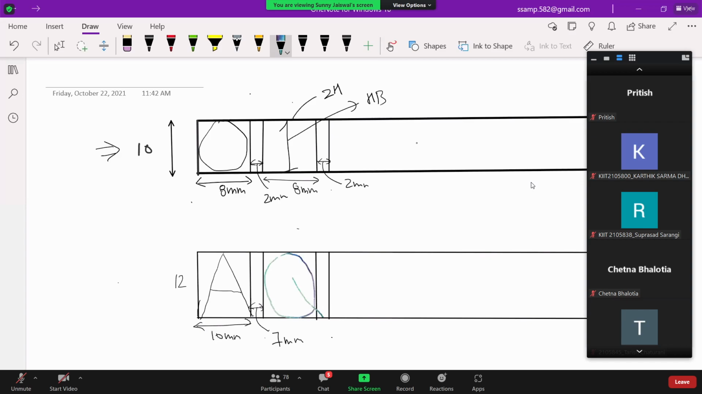Sir, like after Q, we will write U. So how much space should be there? Between two words you can leave a space of 7 mm. After that you can leave a space of 2 mm or 3 mm. 2 mm you can leave. Are you getting my point?